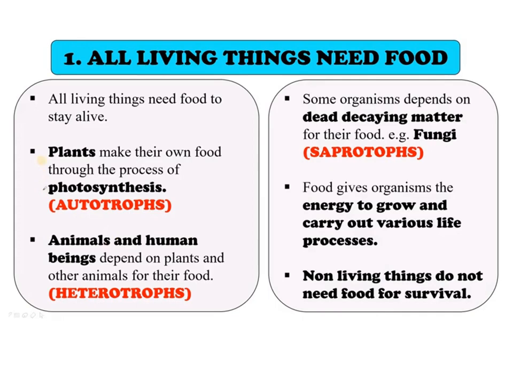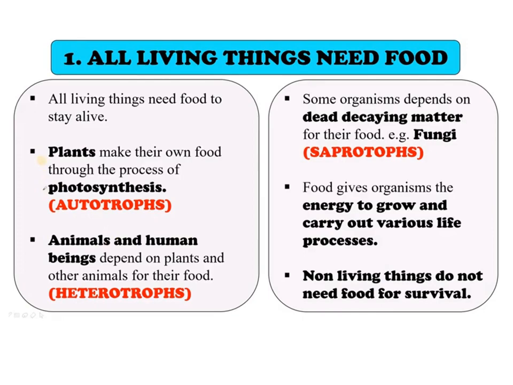So such living things take their food by different methods. Some organisms make their own food, some depend on others, some depend on dead decaying matter, and some feed on other living bodies, called parasites. As food gives organisms the energy to grow and carry out various life processes, non-living things do not need food for survival.